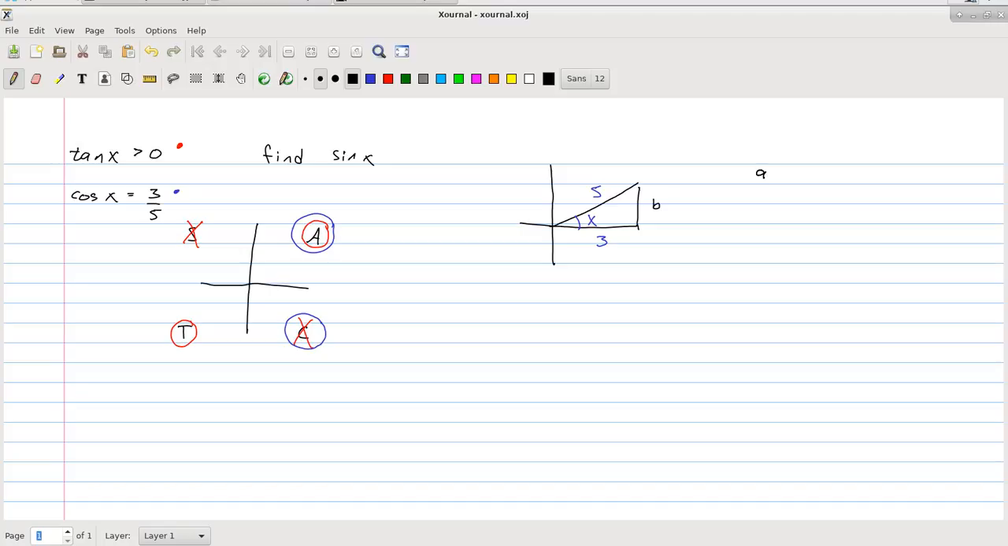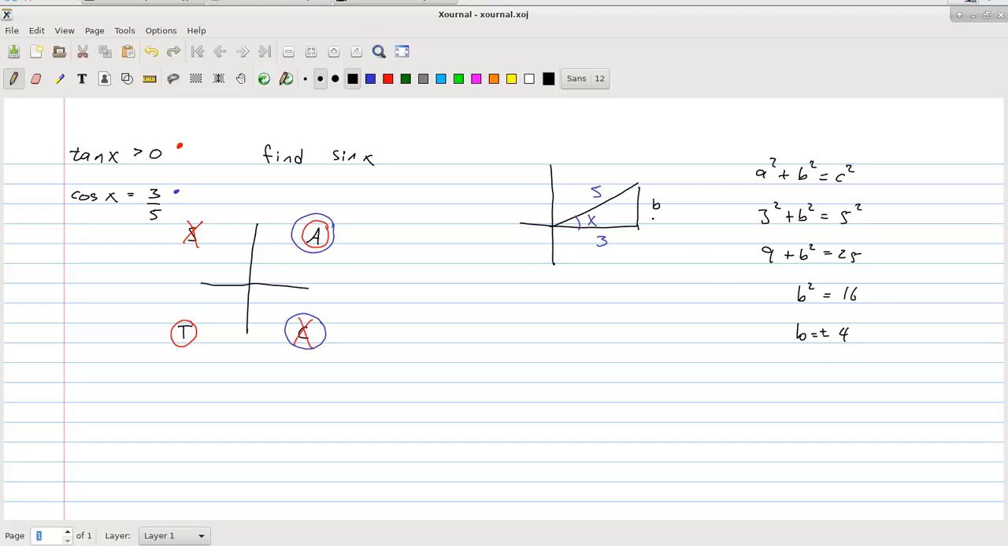And I know that a squared plus b squared equals c squared. We'll fill in what we know. We know that a is 3, so 3 squared plus b squared equals 5 squared. We evaluate these and get 9 plus b squared equals 25. Now we solve for b by first subtracting 9 from both sides of the equation. So b squared equals 16. Then we take the square root, which tells us that b is plus or minus 4.